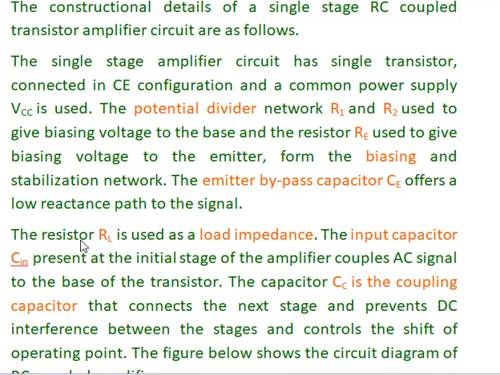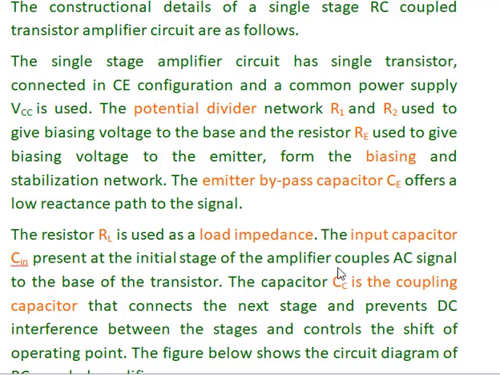The load resistor RL is a load resistor. It is used to take the output and give the collector bias. We know well that the collector is always connected in reverse bias. The resistor RL is connected between the battery and the collector and is used to provide the collector bias.